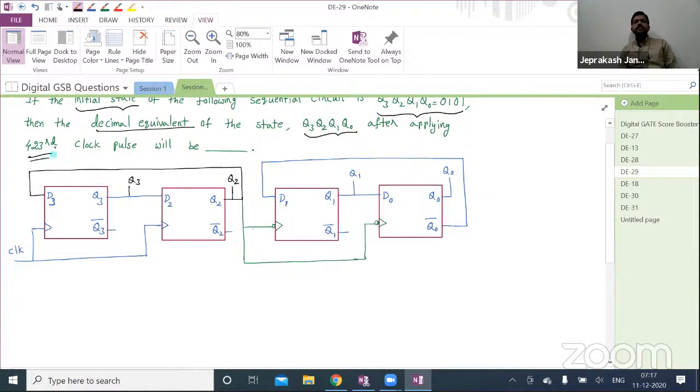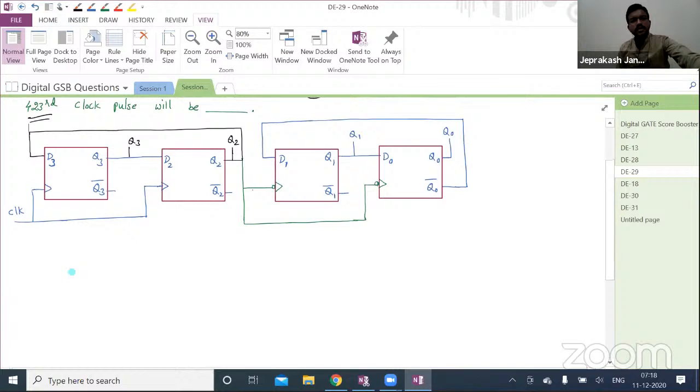Before finding this, first let us try to understand this particular operation. In this given circuit, how many states is it going to repeat? From there we can find the mod value, and after that we can proceed further. Whenever you get questions like this, first make the tabular form. The first column is clock. Here all the flip-flops are D flip-flops, so write the D flip-flop inputs.